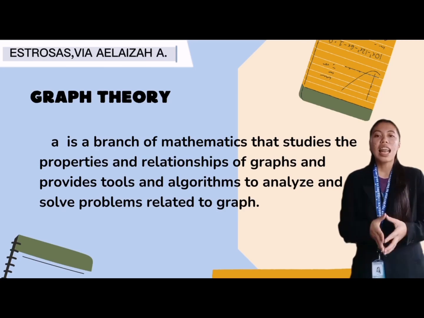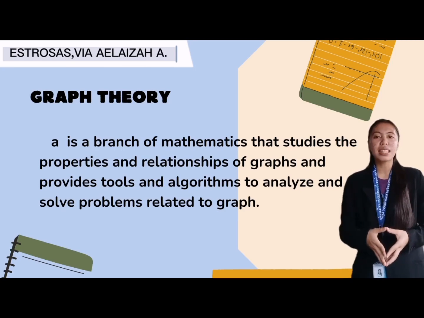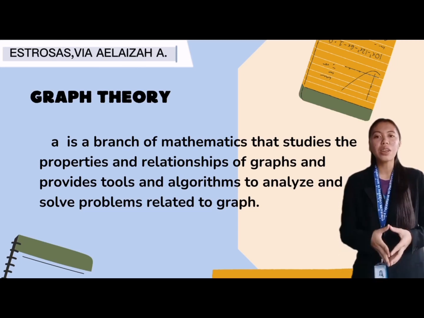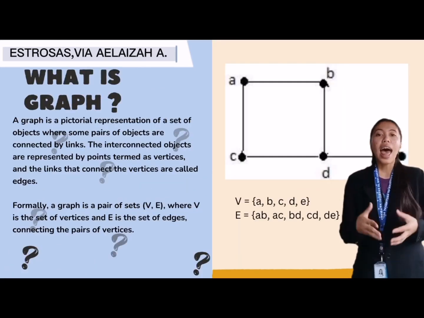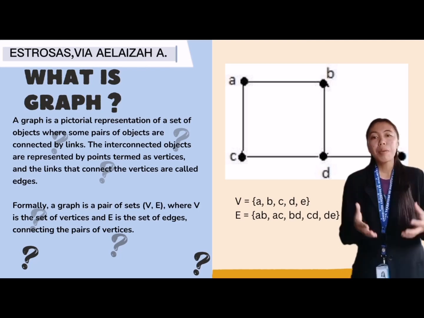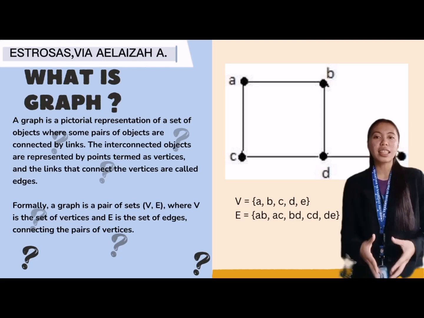So first, let's define graph theory. Graph theory is a branch of mathematics that studies the properties and relationships of graphs and provides tools and algorithms to analyze and solve problems related to graphs. Then, what is a graph, by the way? A graph is a pictorial representation of sets of objects where some pairs of objects are connected by links.